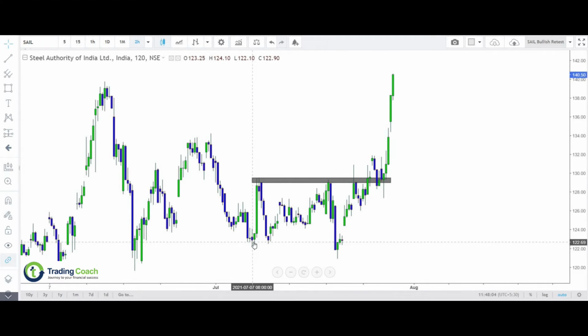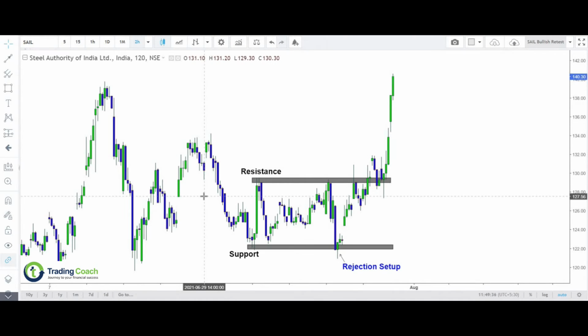So exactly from these turning points we can see some strong demand, a very good buying pressure. So what I'm going to do is I'm going to connect the bottom turning points as well. Let me do that. So I have marked both the support and resistance on this particular chart.